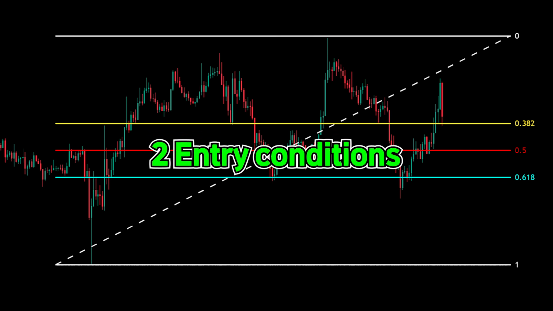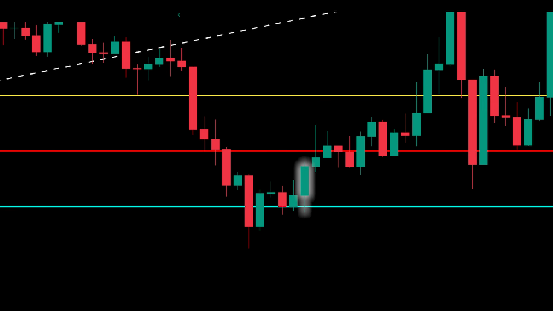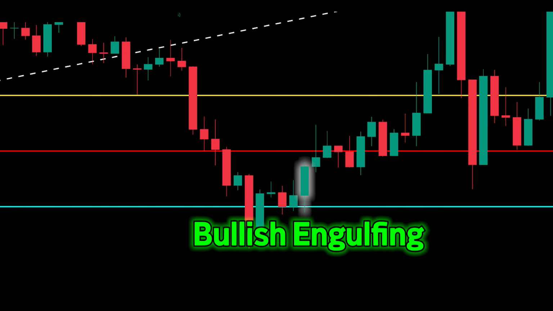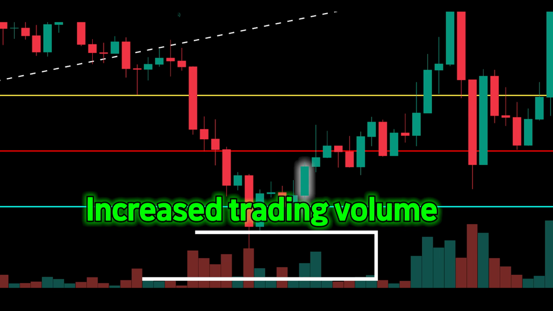There are 2 conditions for entry. First, a strong bullish candle with a long lower wick must appear. Second, the following candle must be a bullish engulfing candle, completely engulfing the prior bearish candle. Also, check volume. If volume is increasing as price enters the golden zone, it's a signal that real buying pressure is coming in. That makes the setup significantly more reliable.